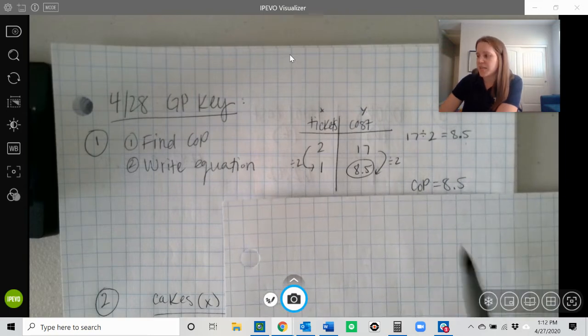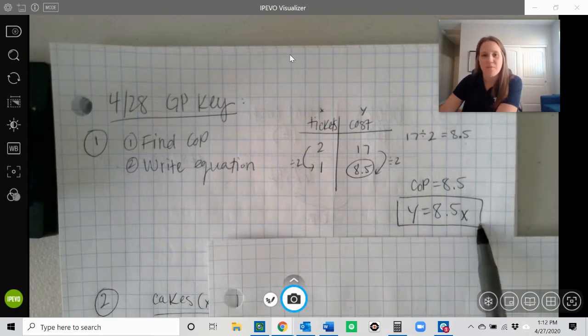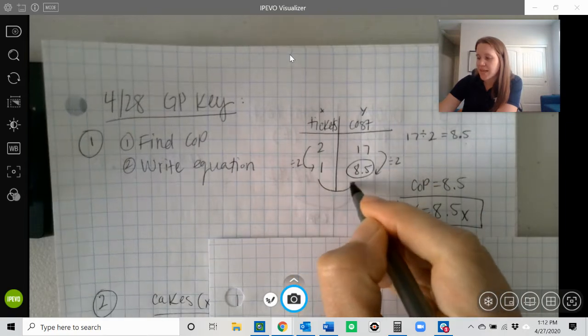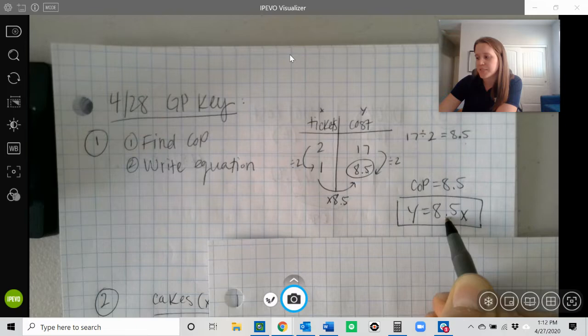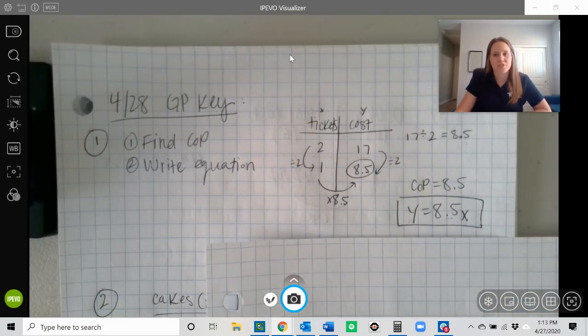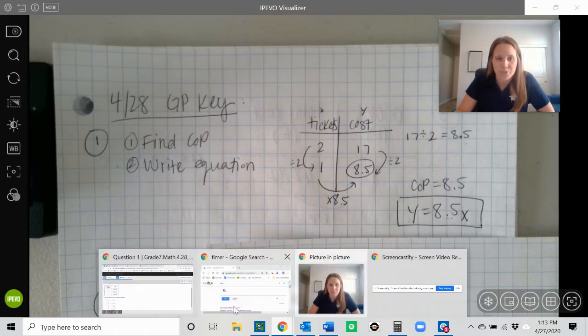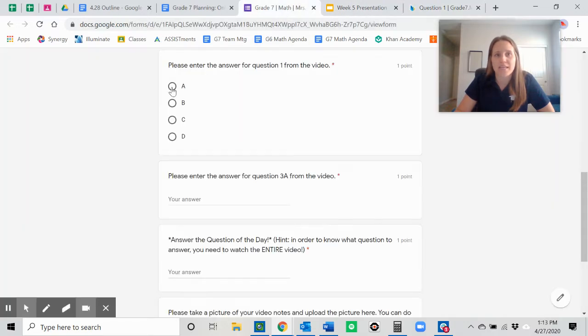So my constant of proportionality is 8 and 5/10. Therefore, my equation looks like this, y equals 8.5x. Just double checking that my x times my COP equals y. X times the COP equals y. Yes, that's true. Okay. This should be A, I believe. Let's double check. Yep, A. In your Google form, please go ahead and enter A for question 1.